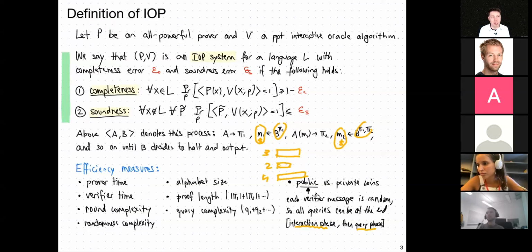You can just make them until the end. Because the only reason to make queries during the interactive phase is in case it affects the next message. But your next message is a random bit, freshly sampled for every round. So you can just postpone the queries until the end.